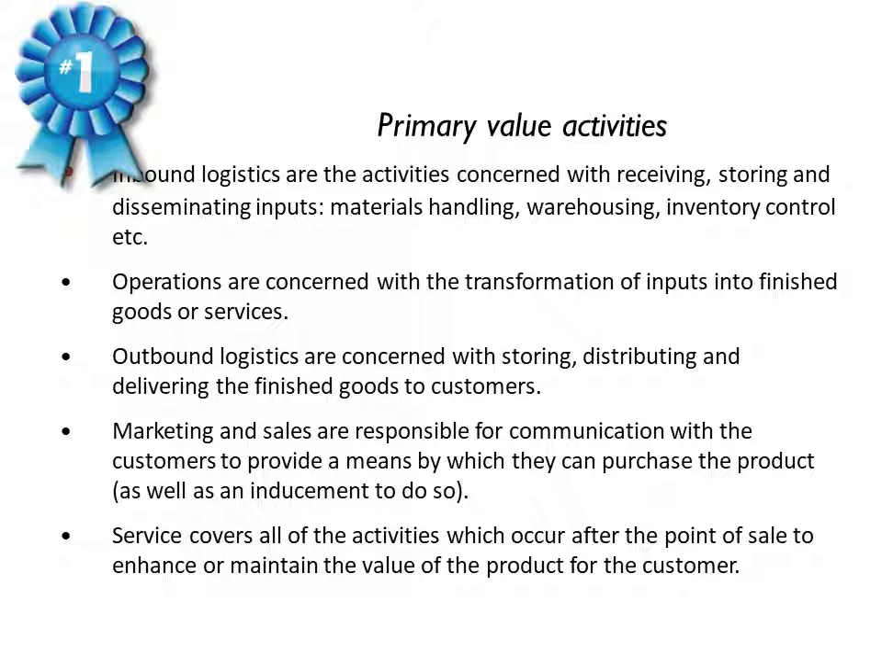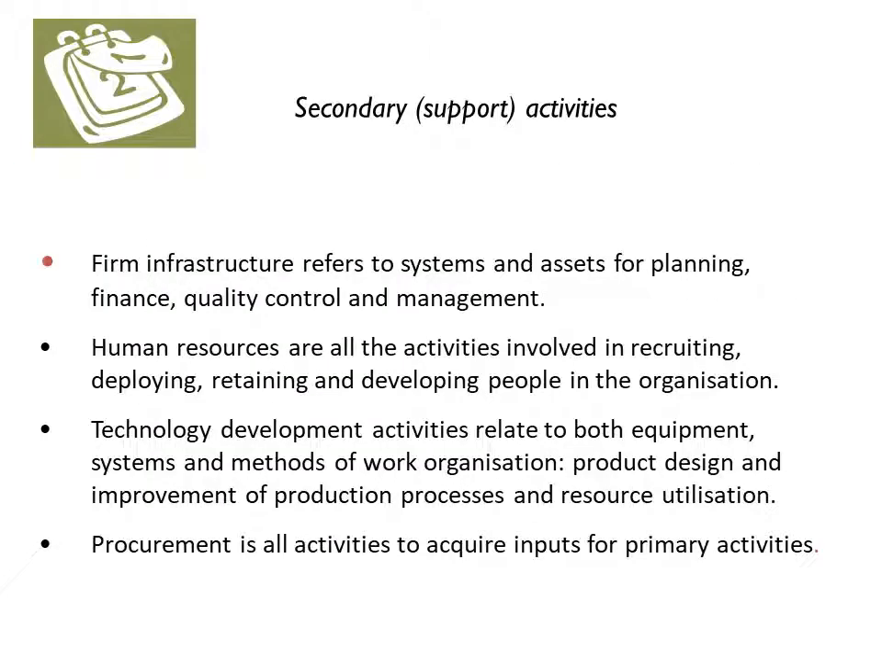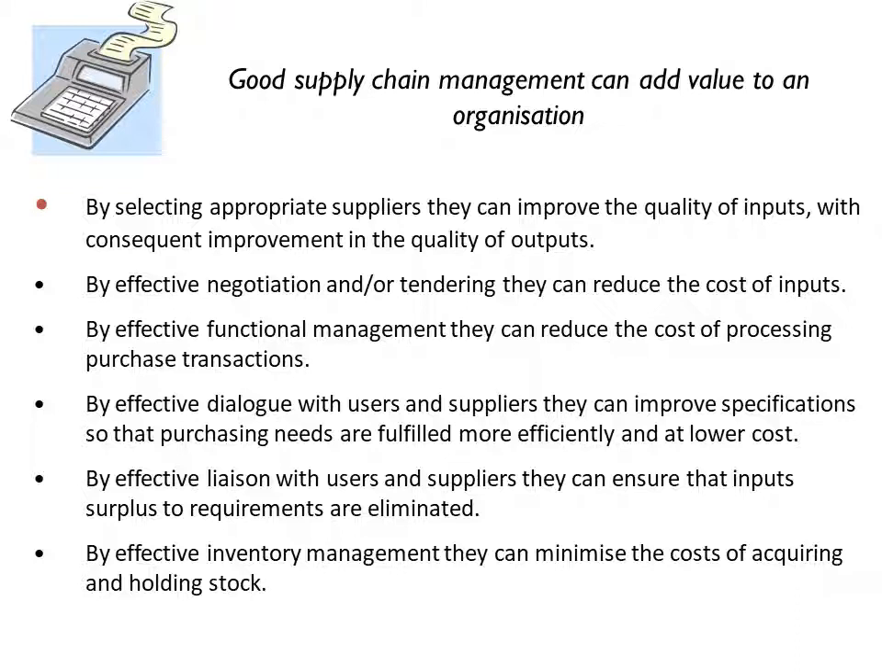So primary value adding activities are the five operations: inbound, operations, outbound, marketing, services. We've done these before, they're all fairly easy. Support activities, again with procurement in there, we know what they are. Good supply chain management can add value by selecting good suppliers, negotiation, dialogue, liaison, better stock management.